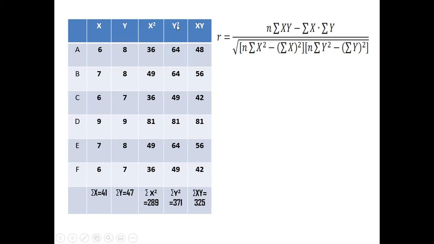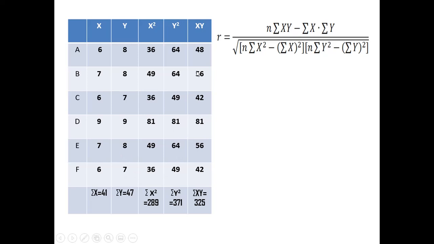And of course, we're also going to get the y squared. So, ibig sabihin, i-square din natin yung y. So, 8 squared or 8 times 8 is 64. 8 times 8 is 64. 7 times 7 is 49. 9 times 9 is 81. 8 times 8 is 64. 7 times 7 is 49.